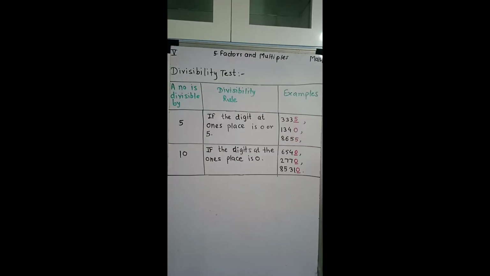We were learning about the divisibility test. Next is the divisibility by either 5 or 10. So let's check with 5. If the digit at the ones place is 0 or 5, then the given number is divisible by 5.